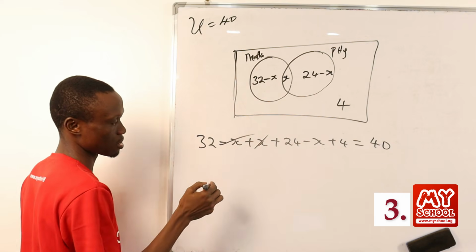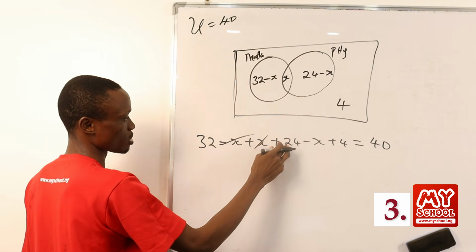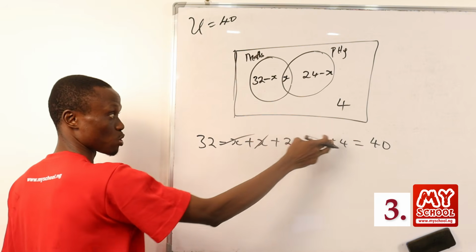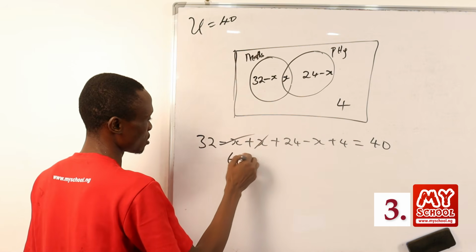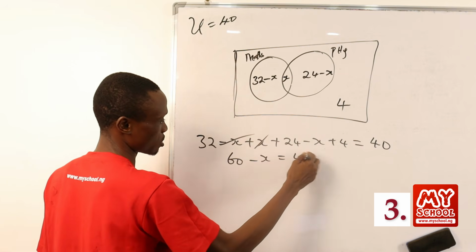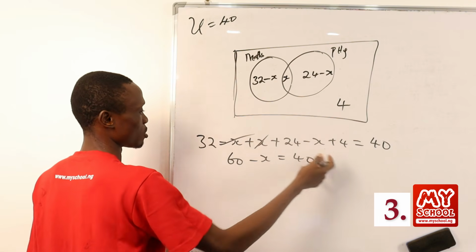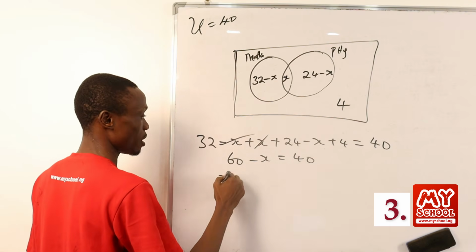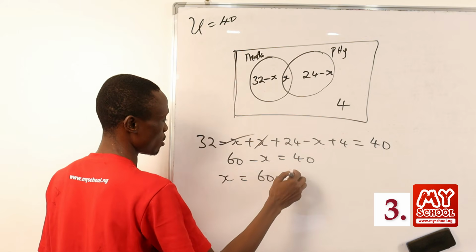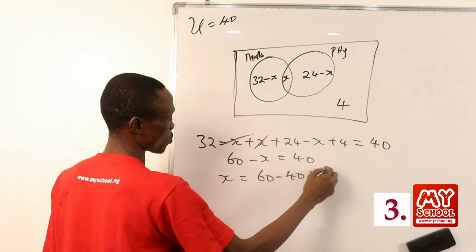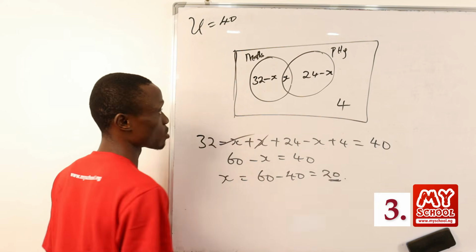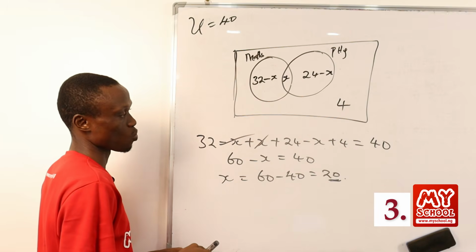I think that should be 60. 32 plus 24, that will be 56 plus 4, that is 60. So you have 60 minus s is equals to 40. Right, so we can move s to this side and bring 40 to this side, so that s is equals to 60 minus 40, that will be equals to 20. Okay, so the number of students that offered both subjects is equals to 20.